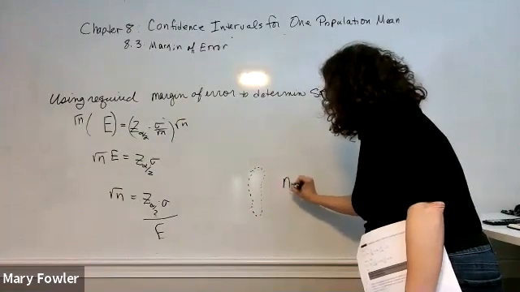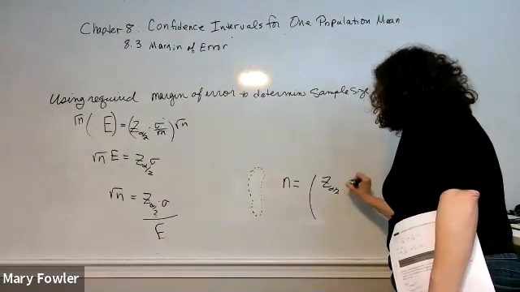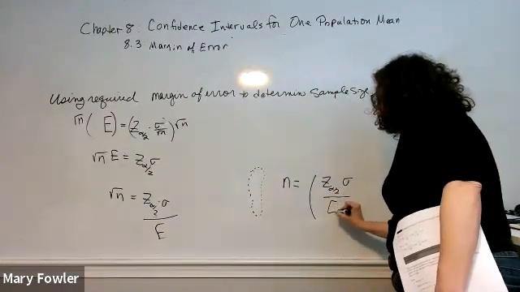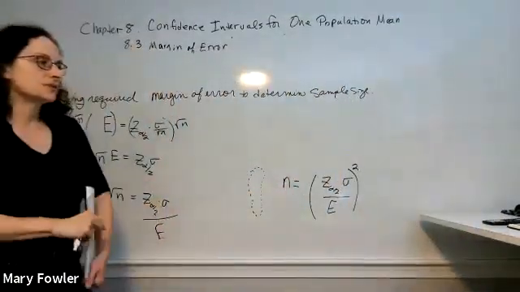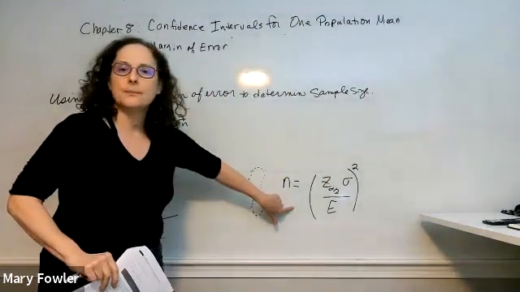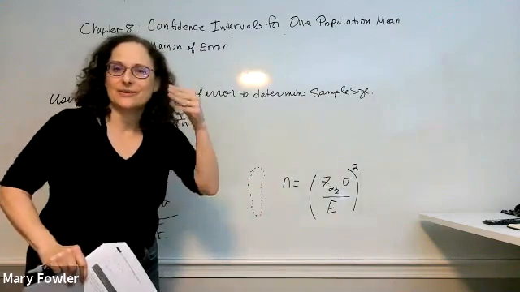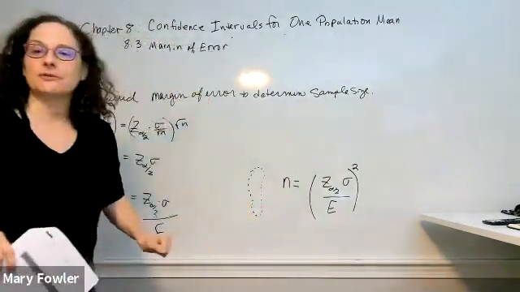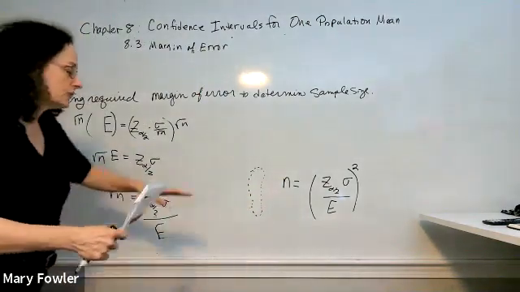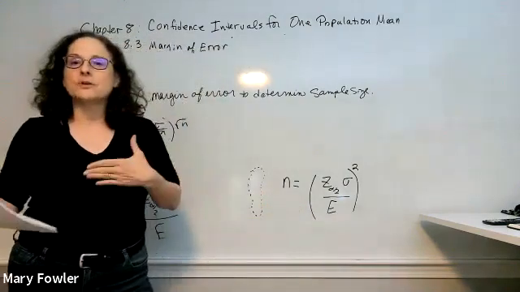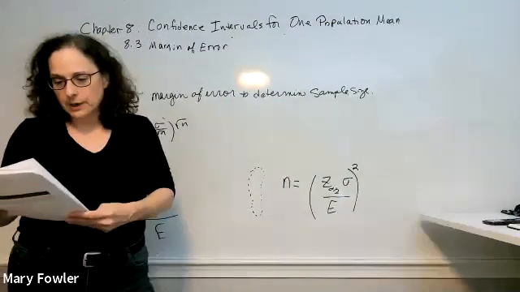I'll just put it here. n is equal to z sub alpha over 2 times sigma divided by the margin of error, quantity squared. This is the result, and this is available on the formula card under chapter 8. It's the third one down on the left column, so make sure you can put your finger on that. We're going to use this relationship to help us determine the sample size needed for an experiment. So back to the notes.